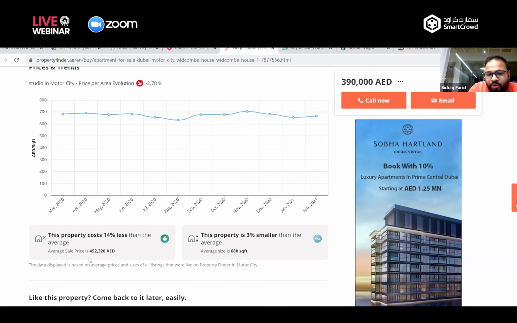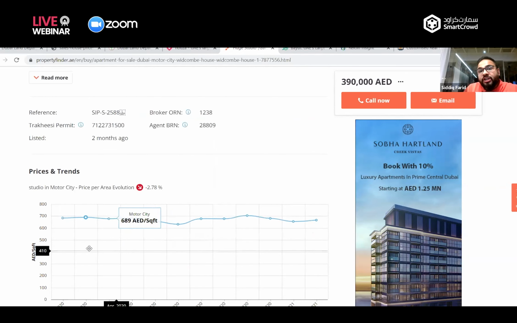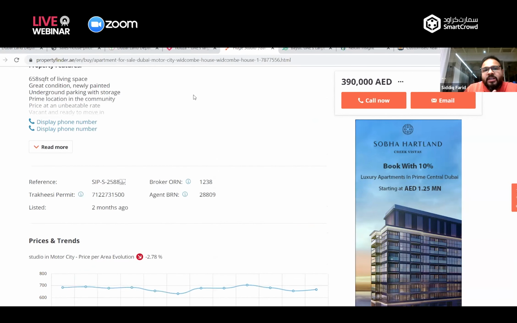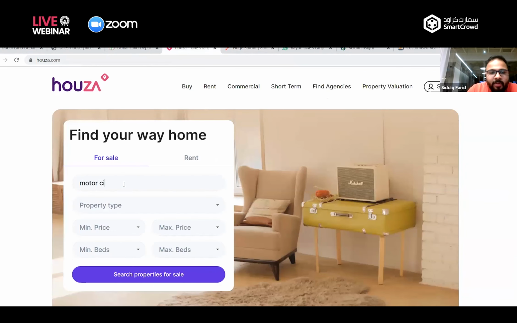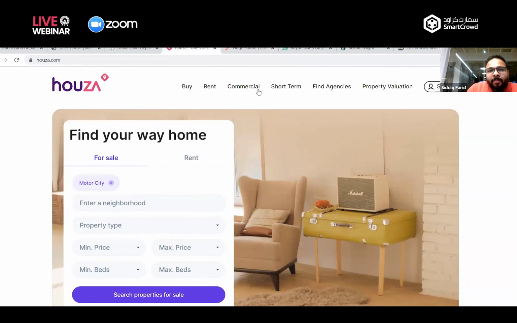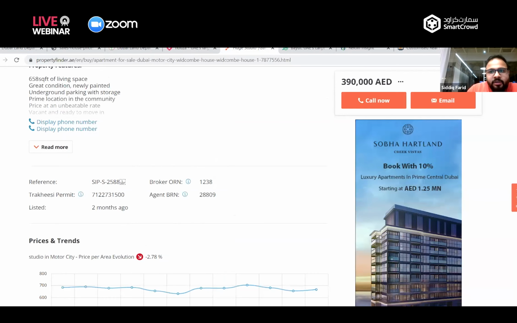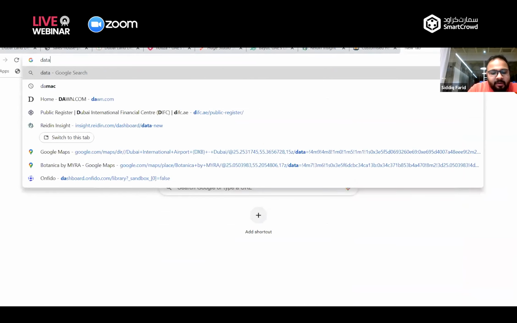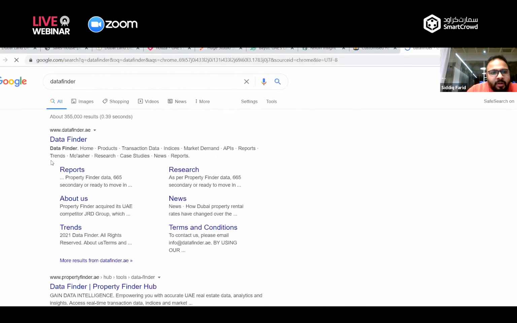So these are the small little quirks that you can take a look at to give you a sense of what's happening. Every different platform has different ways of showing information. Property Finder has their own data finder. I'm not sure how much of that information is publicly available.